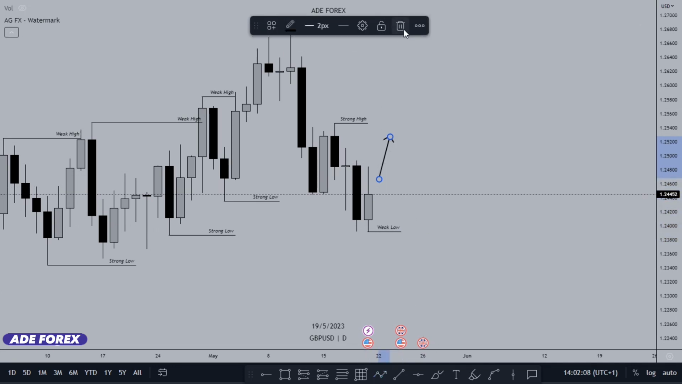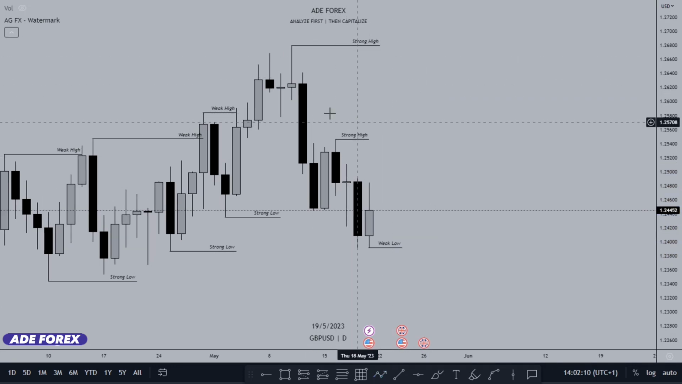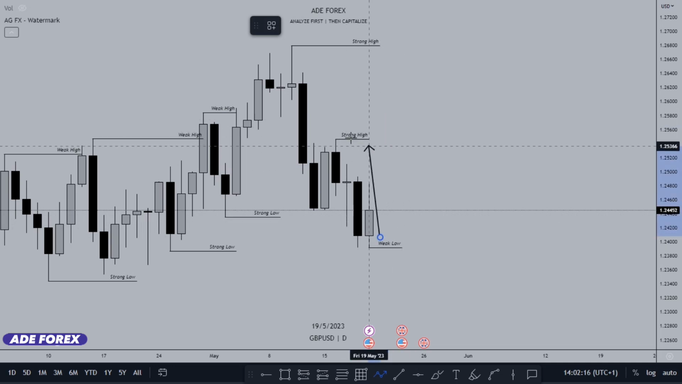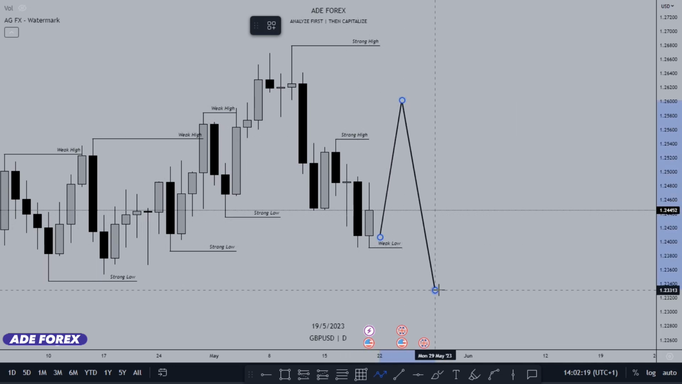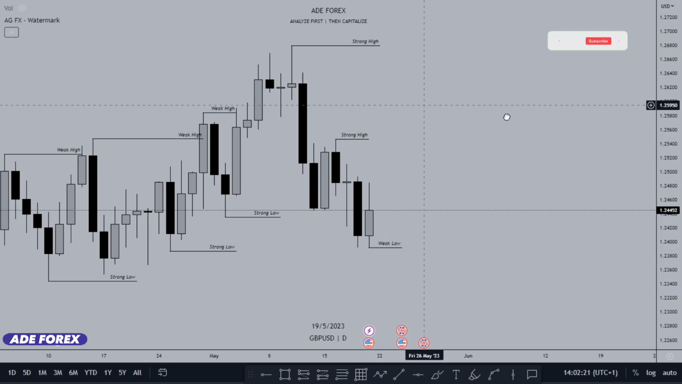But don't forget, I talked about the liquidity concept. There's a fair value gap right here, so the market might decide to come and mitigate the fair value gap, using this as an inducement to continue towards the downside. I hope you got that logic.